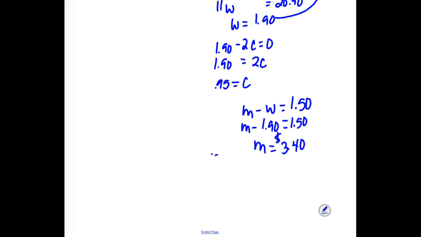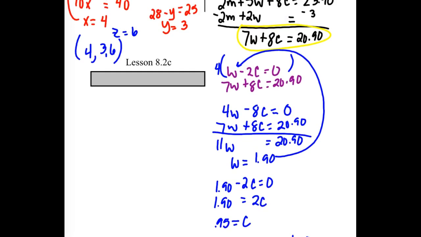Yes? Yep. All right. So make sure you don't try to put everything into one equation. All right? We need to set up 3 equations if we have 3 variables. So your homework on page 813, you are going to do 23, 24, 33, 35, 37, and 39.